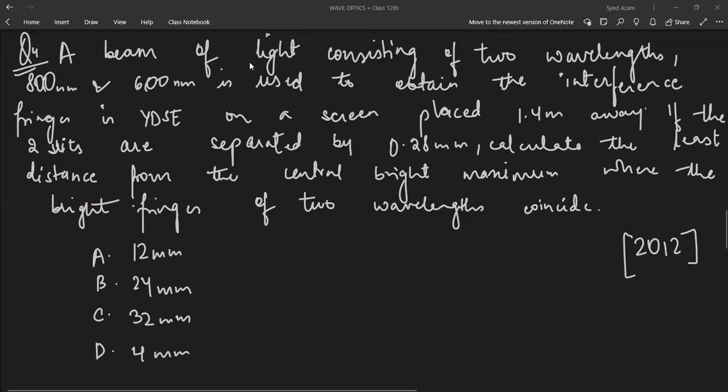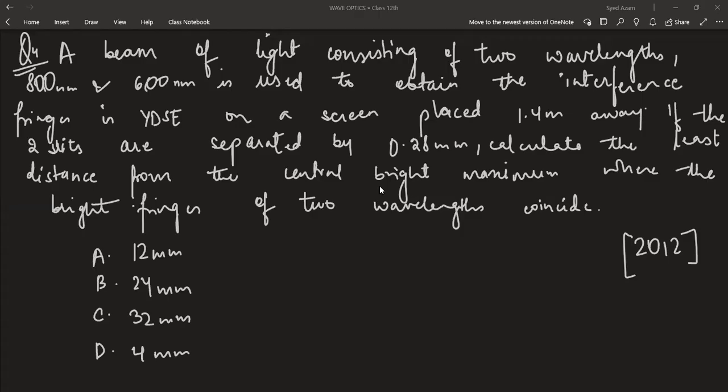Okay, this says a beam of light consisting of two wavelengths, 800 nanometer and 600 nanometer, is used to obtain the interference fringes in the Young's double slit experiment on a screen placed 1.4 meters away. If the two slits are separated by 0.28 millimeters, calculate the least distance from the central bright maximum where the bright fringes of the two wavelengths coincide.